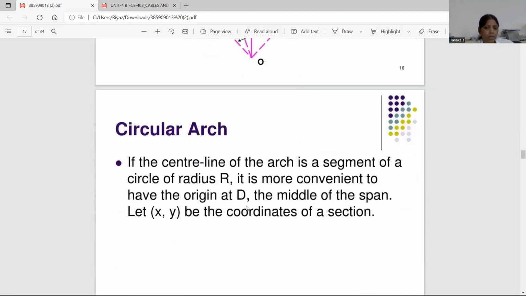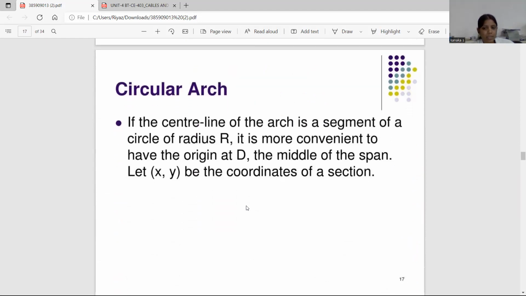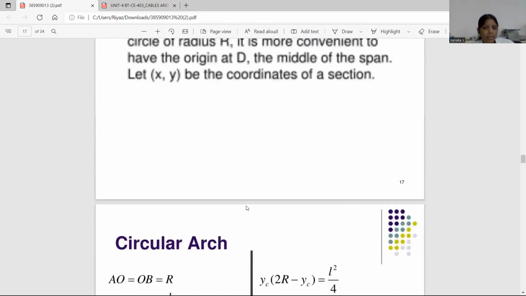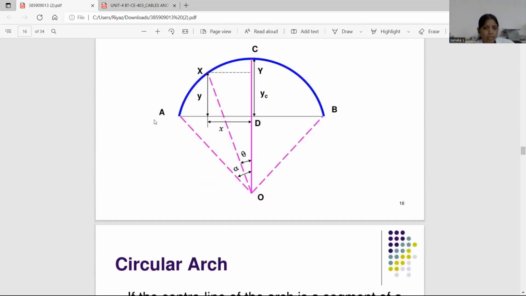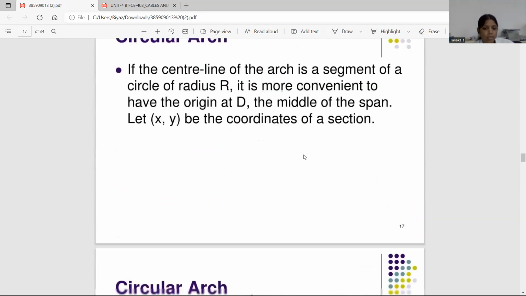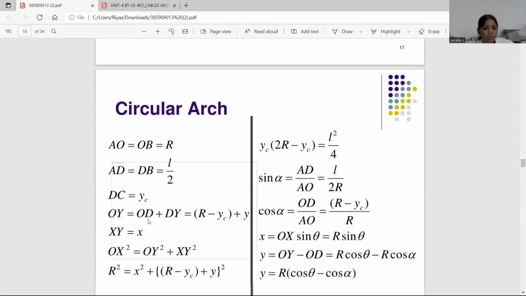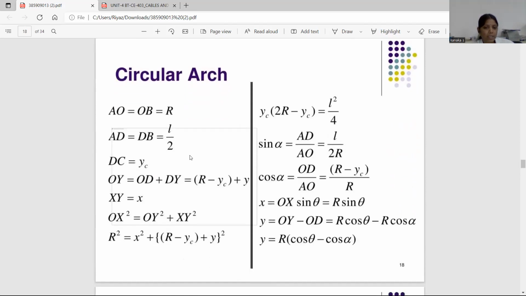The center line of the arch is a segment of a circle of radius R, and it is more convenient to have the origin at D, the middle of the span. Let x comma y be the coordinates of this section. So AO and OB are the arch radius R, and AD and DB equal L by 2, DC equal to yc. So OY equal to OD plus DY.